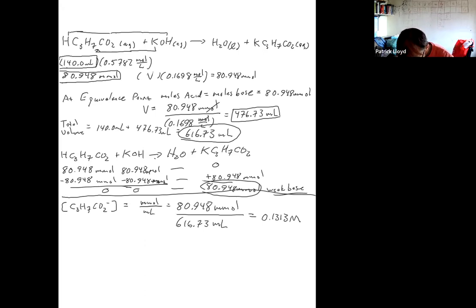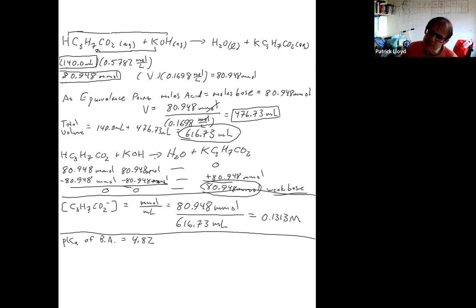Okay. Now we're going to treat this as a weak base problem. But we have to be very careful because they didn't give us anything about the Kb or the pKb. They just gave us the Ka of butanoic acid. Okay, so here's what I'm going to do. The pKa of butanoic acid is 4.82.